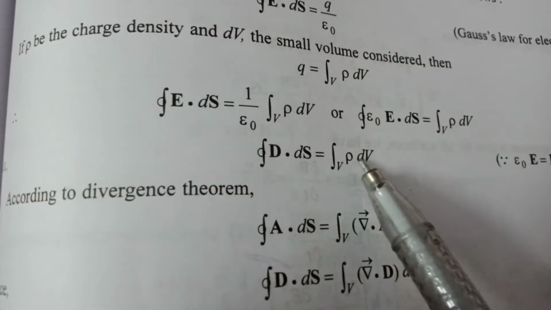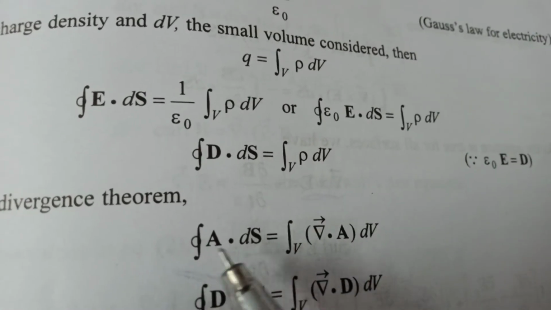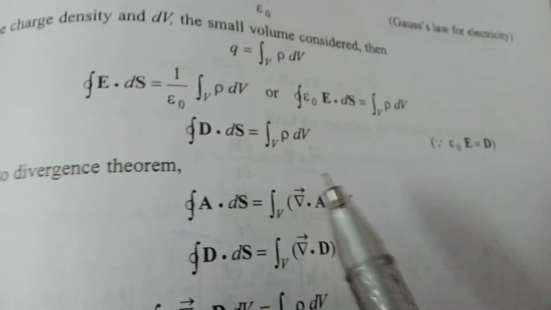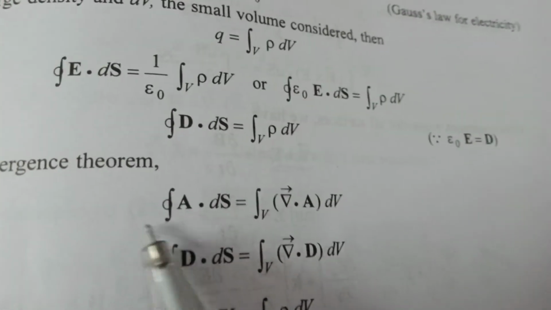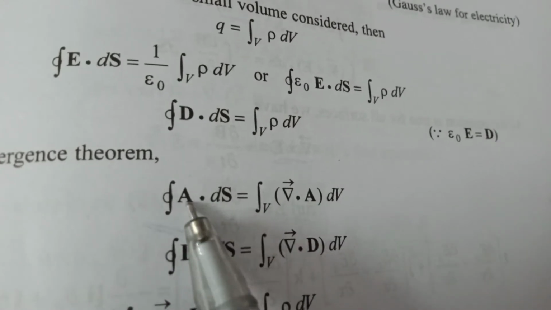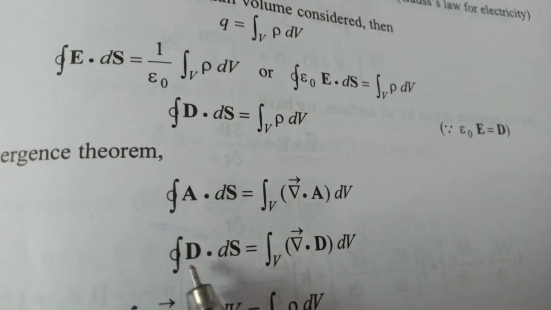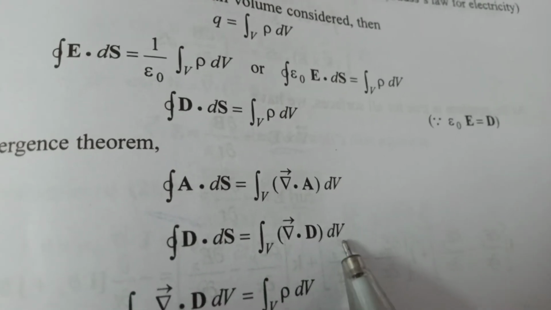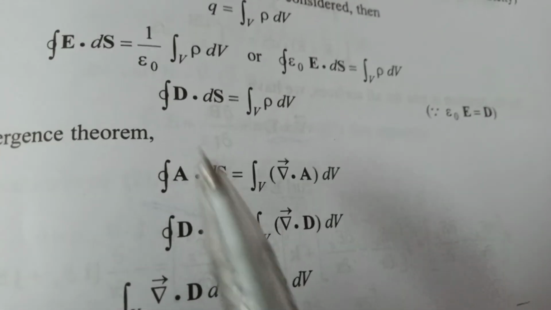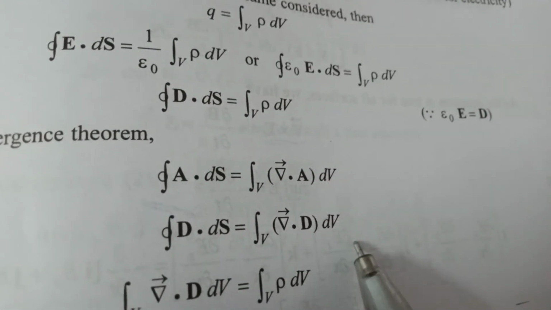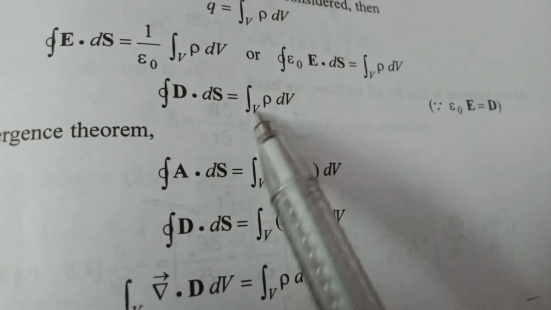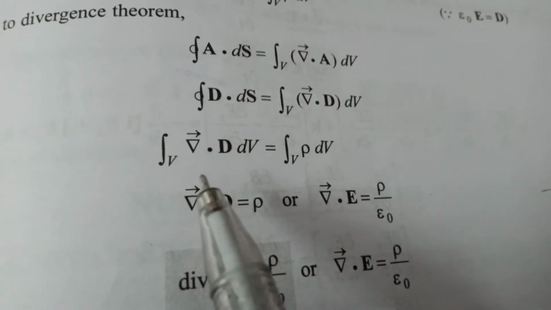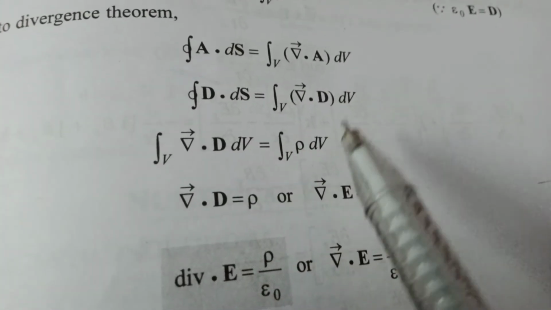Now you apply divergence theorem, Gauss divergence theorem. Surface integral is equal to volume integral. So this is Gauss theorem. Integral A dot ds is equal to integral del dot A dv. In place of A, put D. So integral D dot ds is equal to volume integral of del dot D dv. Now compare the two. This right hand side is equal to this right hand side.